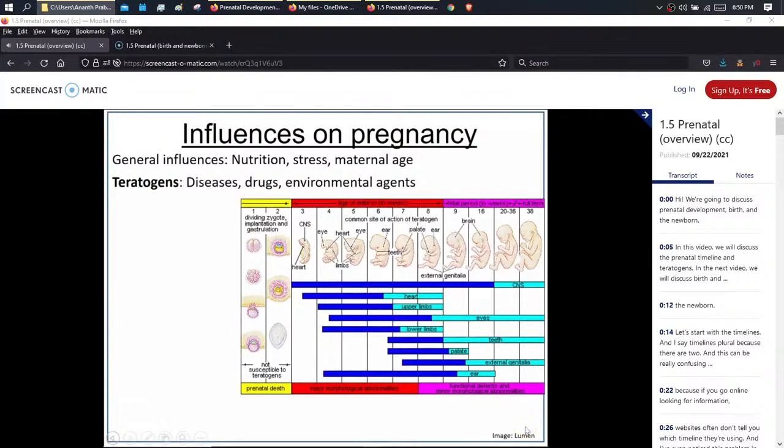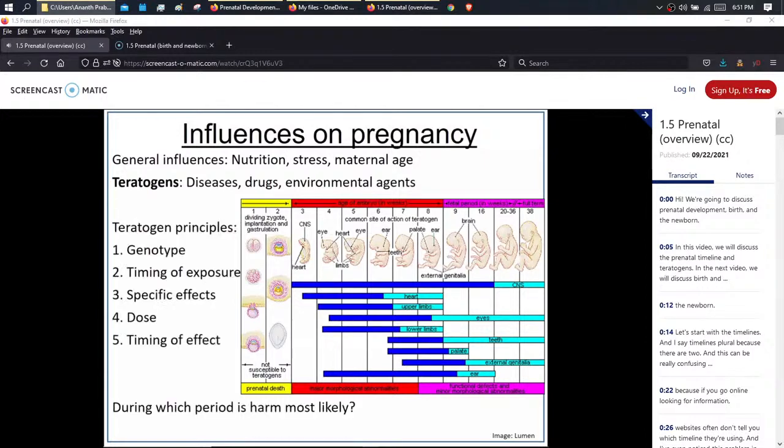Okay, so what are some influences on pregnancy? Well, there's some general influences like nutrition and stress and maternal age. Even paternal age seems to make a difference. And then there are environmental agents called teratogens. That includes infectious diseases, drugs and alcohol, all kinds of environmental agents like lead that you might encounter through lead paint, pesticides, pollution, things like that.